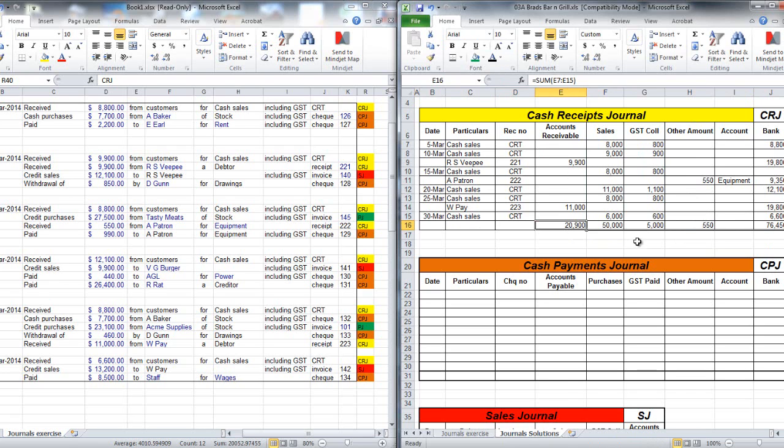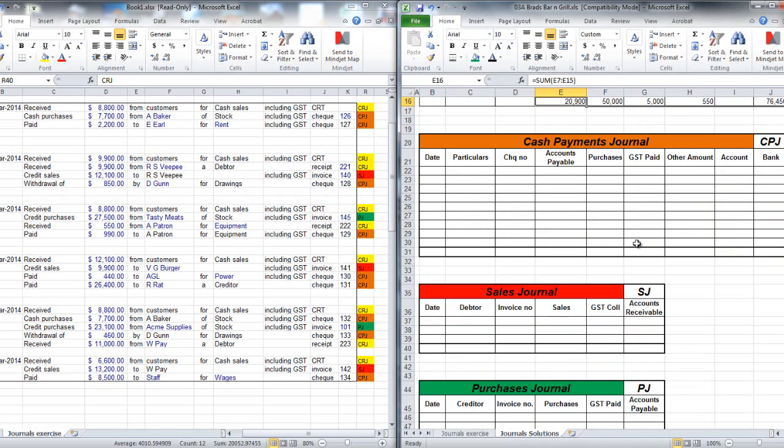Now we come down to cash payments. So this is where anywhere where you've spent money from your business. You've taken physical cash and you have given it to someone, or you've gone into your bank account and you physically transferred money to someone. So this is money physically going out of the business. So we've made that orange. You can see there's a few orange there that we've identified as cash payments journal.